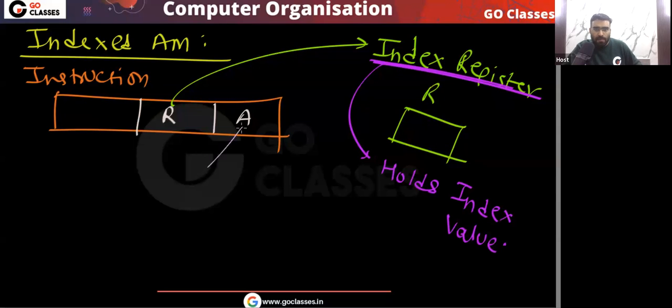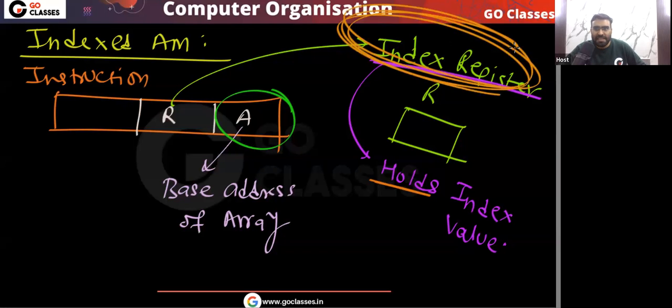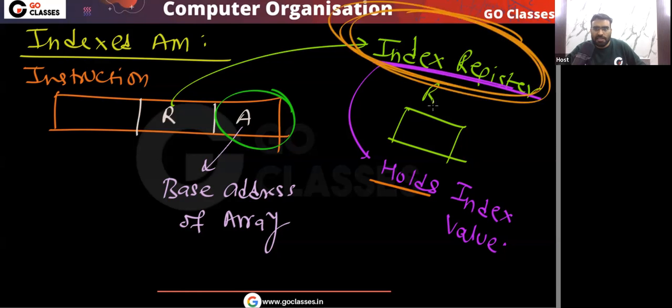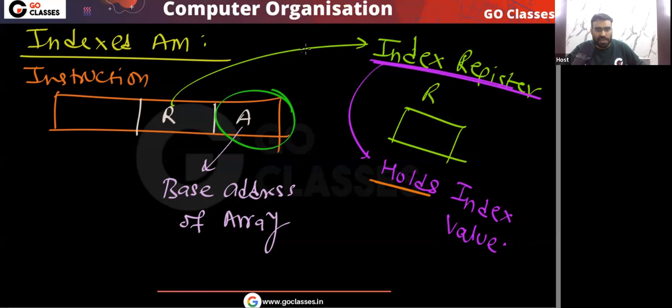And why are we putting the base address of the array in the instruction? This A will be the base address of the array. And this R, the index register, will hold the index value. If you want to remember, you can remember it like this: index register holds index value. That is a trick to remember, but that is not the concept.